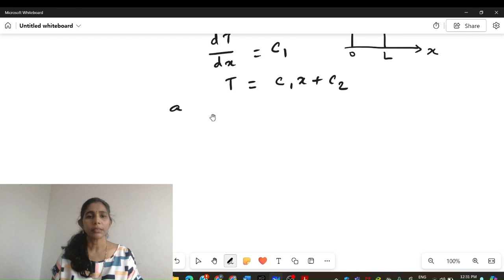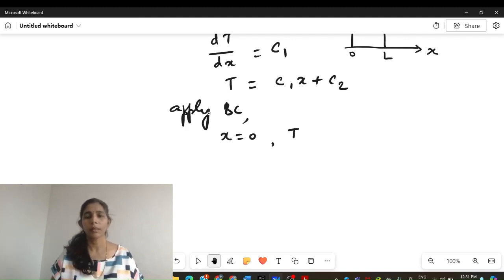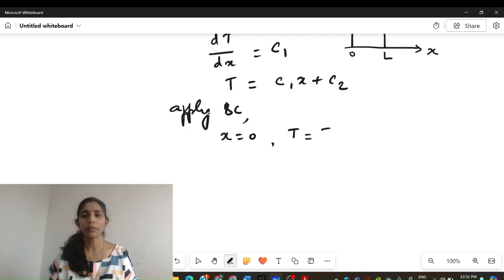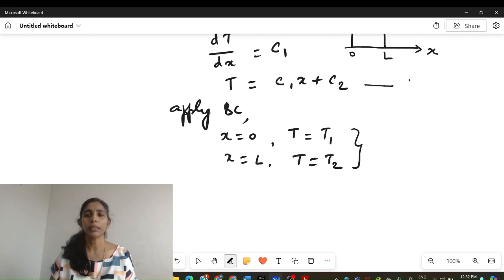Now applying the boundary conditions. What are my boundary conditions? At x equal to 0, my wall temperature will be equal to T1. At x equal to L, the wall temperature is equal to T2, right? So I am applying these two boundary conditions in this equation. Now let me apply the first one. T will be equal to T1. What about this x? This term will vanish away. So I will get C2.